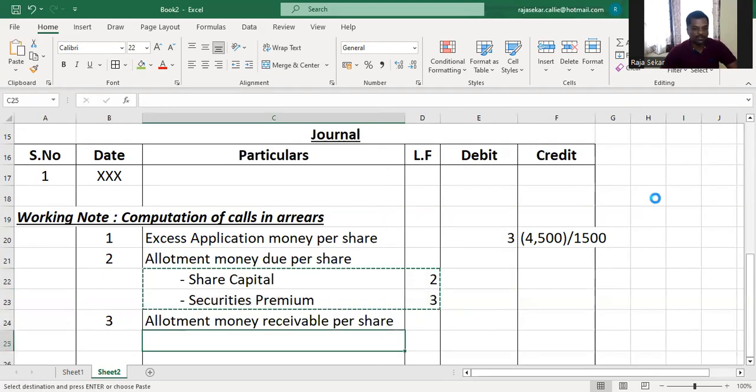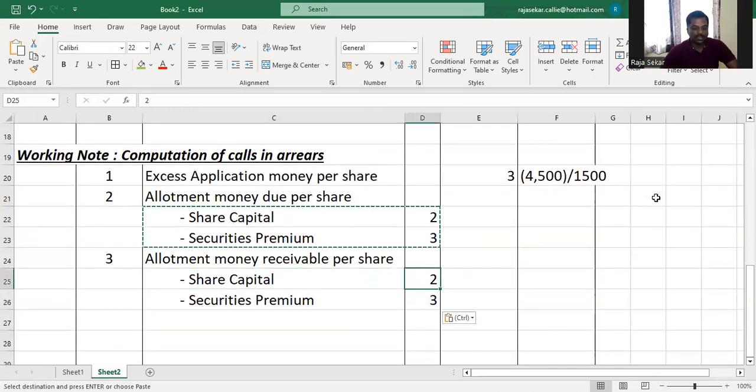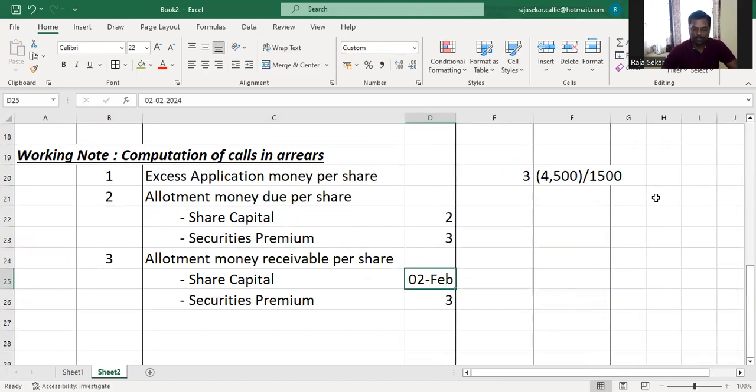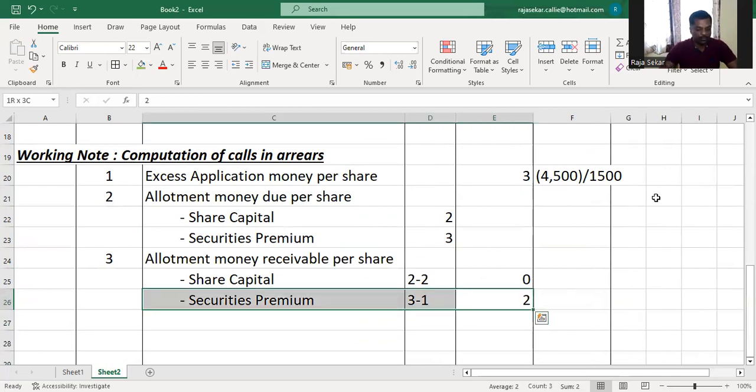So if you see here, 2 rupees is receivable as share capital. We have 3 rupees excess application money, so the entire 2 rupees will be set off. So that will be 0 receivable as share capital. Out of the securities premium, we only have 1 rupee of excess application money left, so what would be set off is only 1 rupee. Understood or not, my dear children? So allotment money receivable per share is 2 rupees, and the entire 2 rupees is actually premium portion. Understood or not, my dear children?